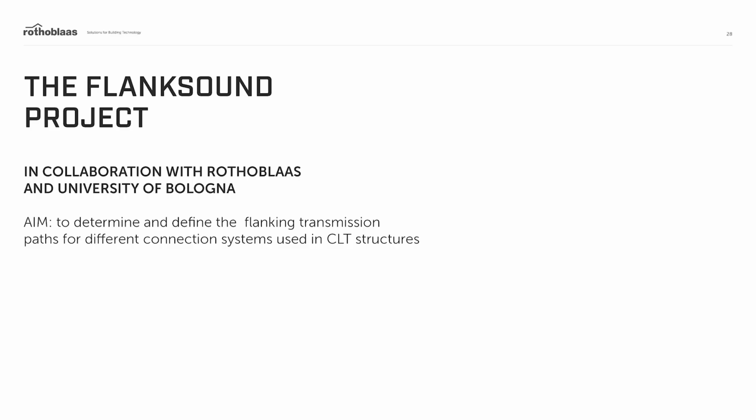The purpose of this project was to determine and define the flanking transmission paths for different connection systems used in CLT structures. This was done by using the measurement of the vibration reduction index Kij. This big project was run by Rothoblaas and the University of Bologna.